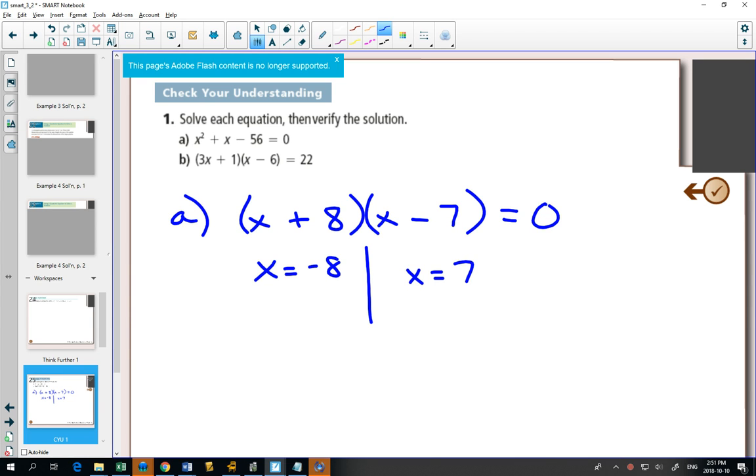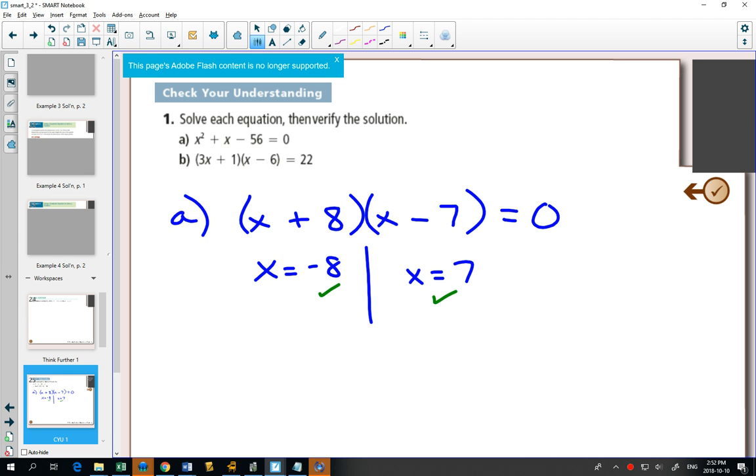We'll just verify this with mental math. Negative 8 squared, 64. Minus 8, 56. Minus 56, 0. That one works. What's 7 squared? 49 plus 7, 56. Minus 56, 0. They both work.